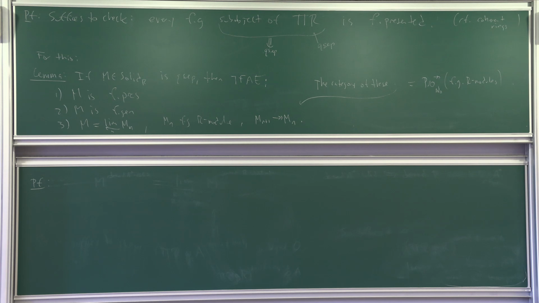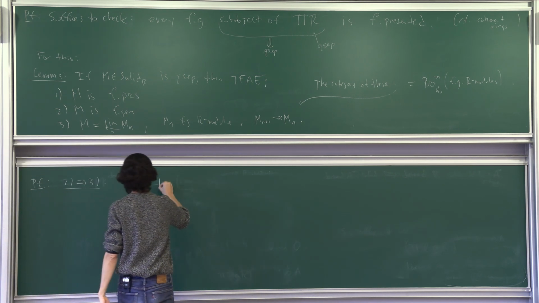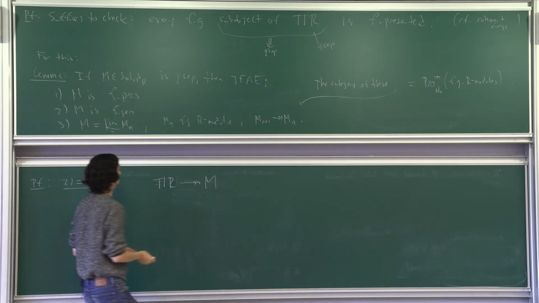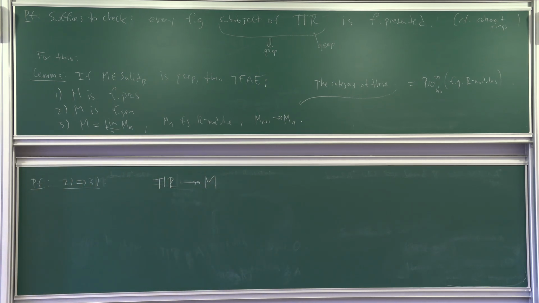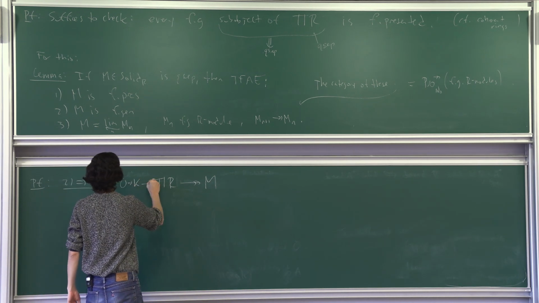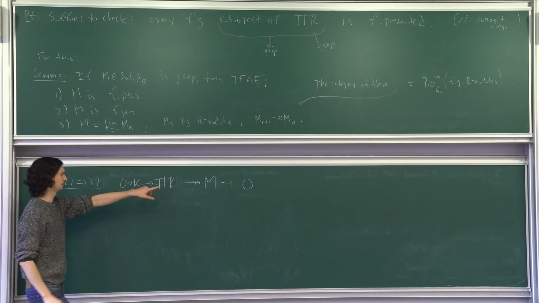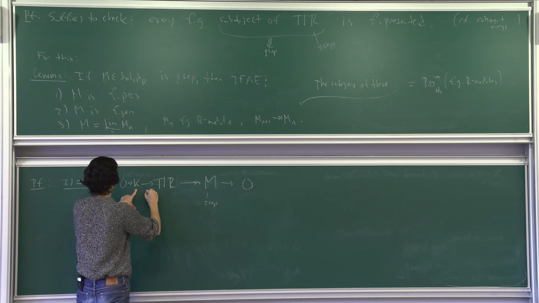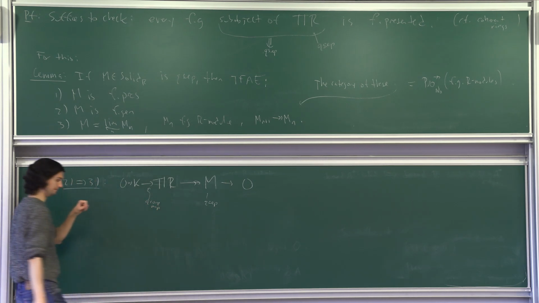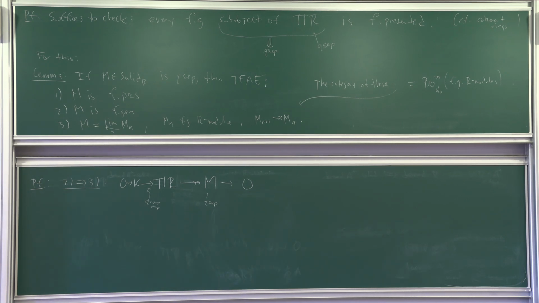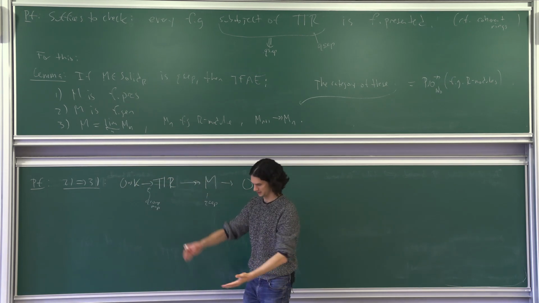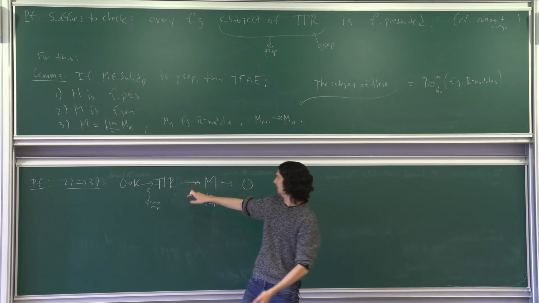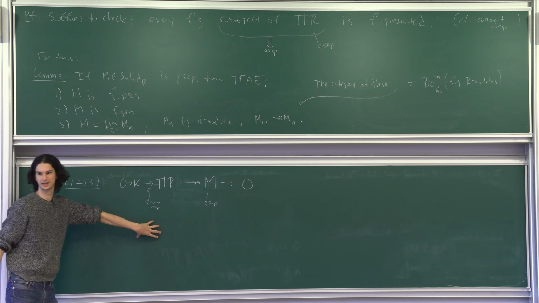So the non-trivial implications are 2 implies 3 and 3 implies 1. So for 2 implies 3, finitely generated by definition means we have some surjection from a product of copies of R, and then there's some kernel. But since M is quasi-separated, it follows that this inclusion is a quasi-compact map of condensed sets, which means, since this object is quasi-separated, it's just some filtered union of compact Hausdorff spaces. And this means that when you restrict this inclusion to any of those compact Hausdorff spaces, you get a closed subset.